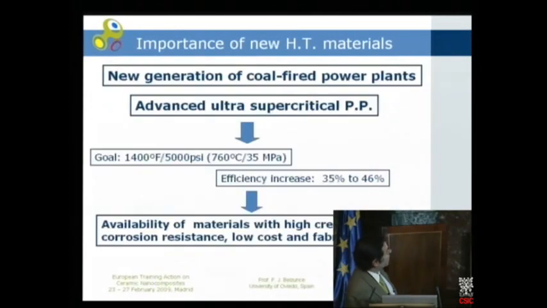This is the goal we have at the moment. So the new generation of coal-fired power plants, whose name is advanced ultra supercritical power plants, the goal is that these tubes have to work at 760 degrees C and with a pressure of 35 megapascals. This will be an increase from 35% to 46% in efficiency regarding the situation nowadays.